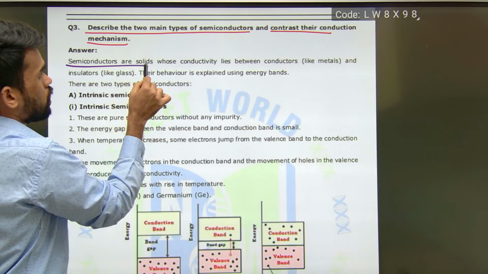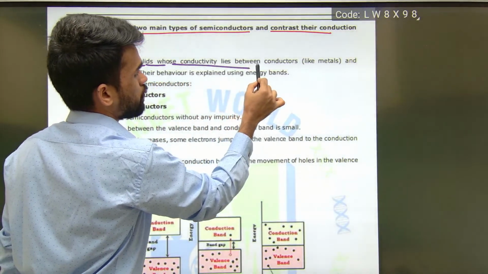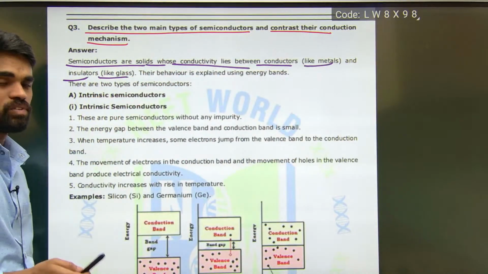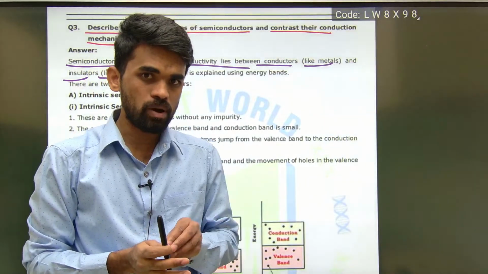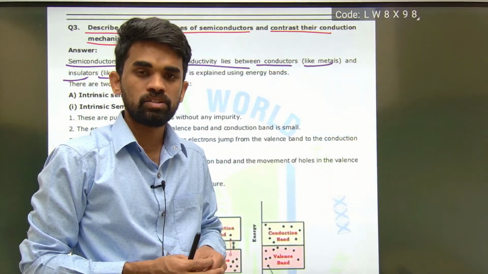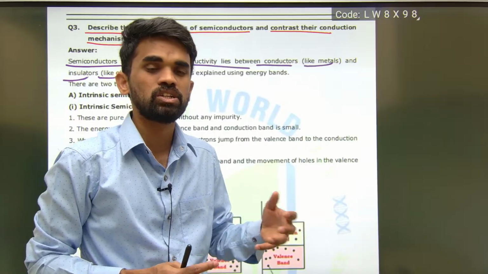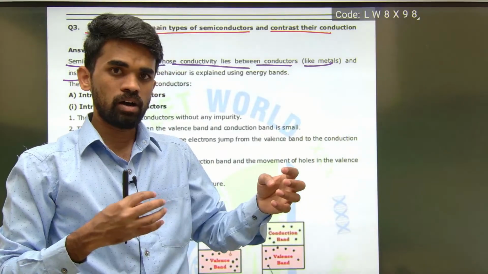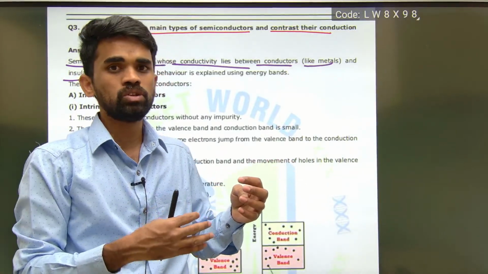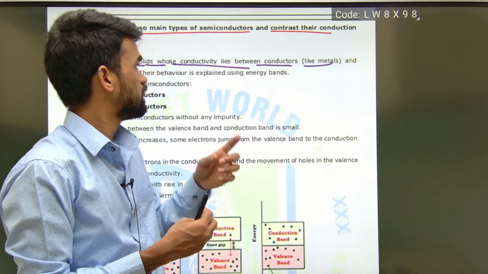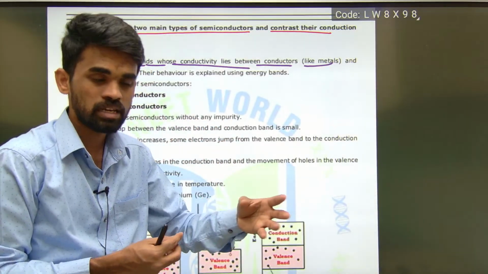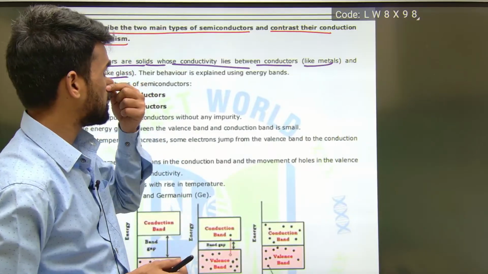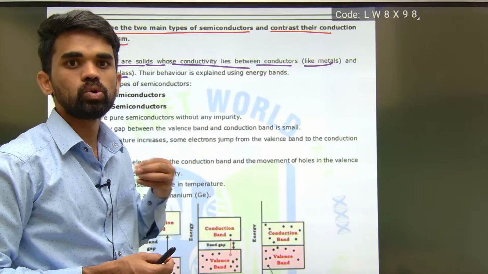Semiconductors are solids whose conductivity lies between conductors like metals and insulators like glass. We know conductors are those which have the capacity to conduct electricity, to allow the passage of electrons through them. Insulators won't allow the passage of electricity through them. Examples of insulators are glass and some plastic items. Metals and electrolytes are good conductors of electricity.